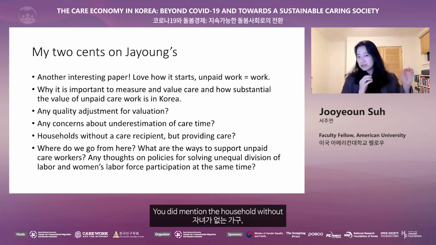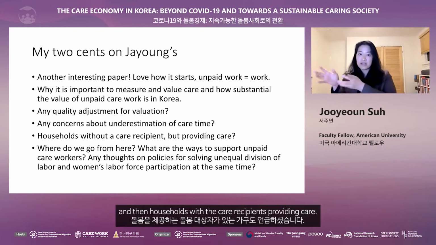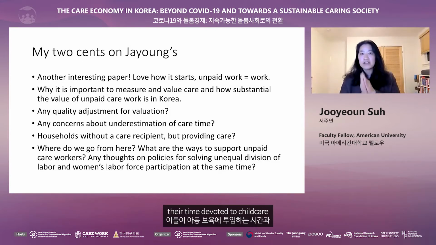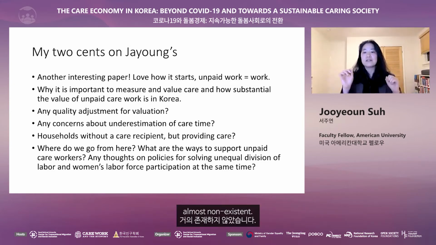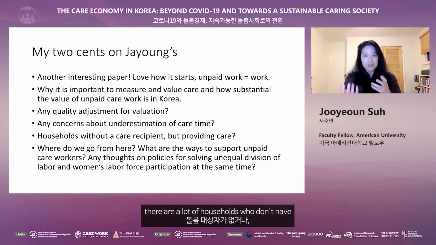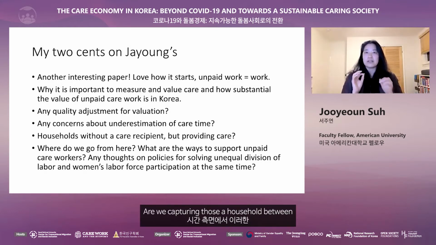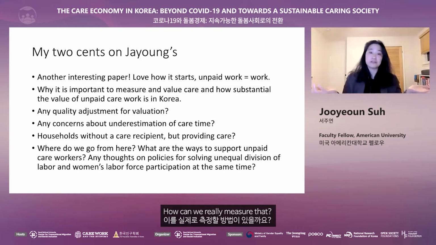And you did mention households without children or without care recipients, and households with care recipients providing care. But when I looked at the graph for those households without care recipients, their time devoted to childcare and elder care is just insignificant, almost non-existent. But I think in the Korean context, there are a lot of households who don't live with their care recipients but provide a lot of care. So are we capturing those between-household transfers in terms of time? How can we really measure that?